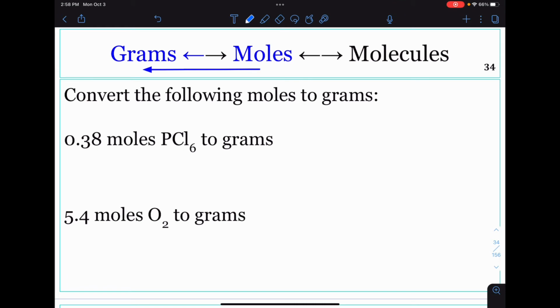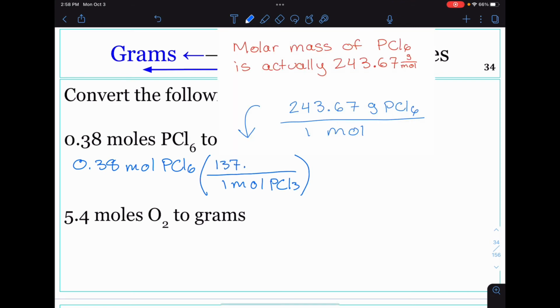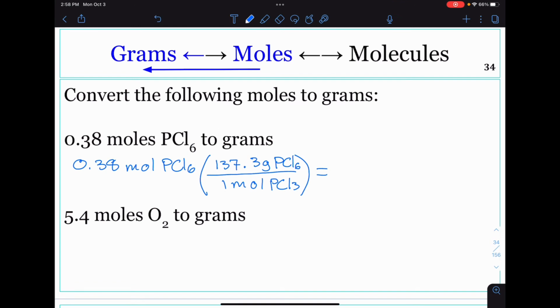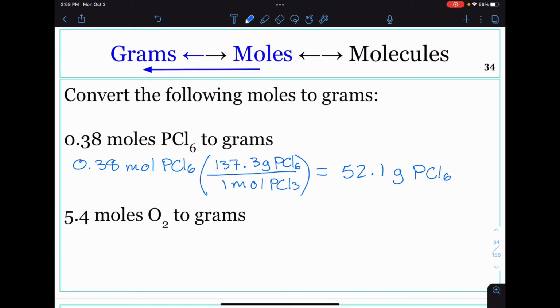Convert the following moles to grams. I'll do the first one with you and then you can do the next one. 0.38 moles of PCl6 converted to grams. This time we're going to put the 1 mole on bottom so that the moles unit can cancel. And we're going to add up the mass of phosphorus, 1 phosphorus atom, and 6 chlorines. And that gets us 137.3 grams of PCl6. When we multiply across the top and divide across the bottom, our answer is 52.1 grams of PCl6. Go ahead and try the next problem.